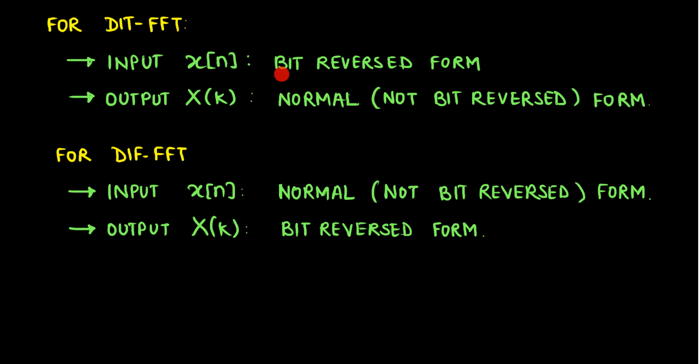Now if we observe this thing here, by intuition we can say that if we consider x of n in normal form, then we may get the output, that is x of k, in bit reversed form, like the thing that we are having in case of DIF FFT. But is it so? Let us try to understand it with a simple example. So we will consider the same example that we have used earlier, that is x of n as 1, 2, 3, 4 with this 1 at 0.